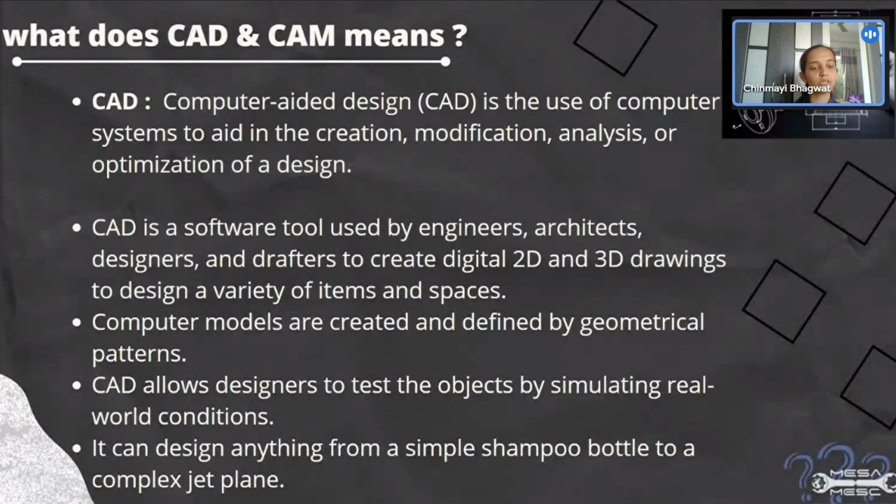CAD allows designers to test objects by simulating real-world conditions. This happens through software like ANSYS or CATIA. It can design anything from a simple shampoo bottle to a complex jet plane.